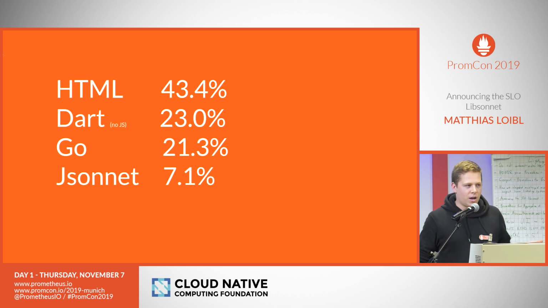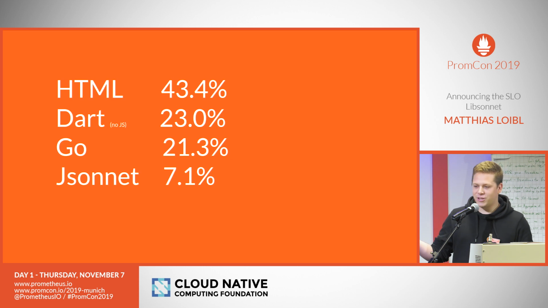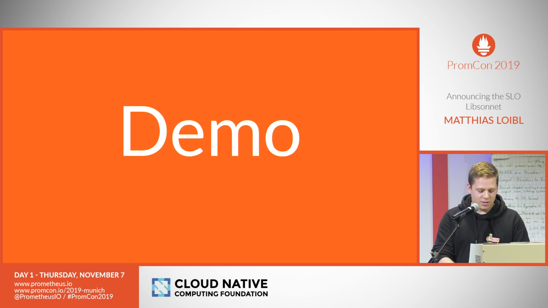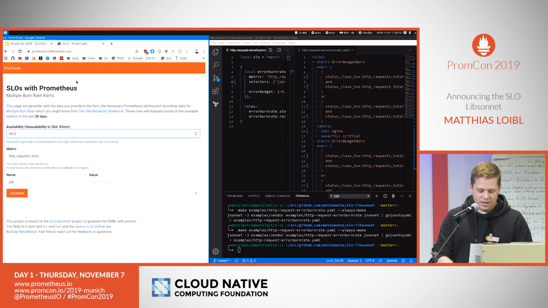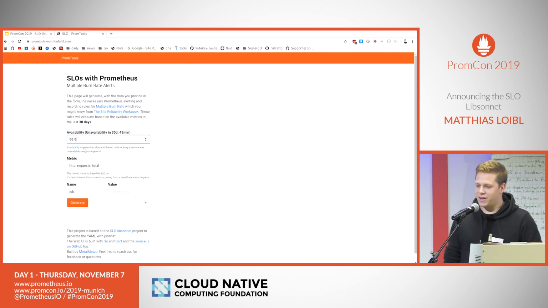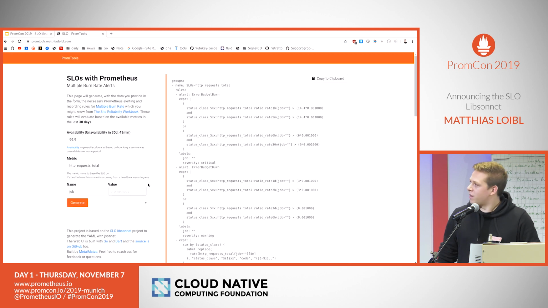Plenty of people don't like Jsonnet. Maybe, I don't know, you should. I know these technologies, so I thought, let's use them to build something. So, yet another demo. Here's a web interface to generate the YAML files. You can just put in the availability, the metric, and some selectors that you might want to have, and generate that thing. Copy it to your Prometheus and use it. Thank you very much.